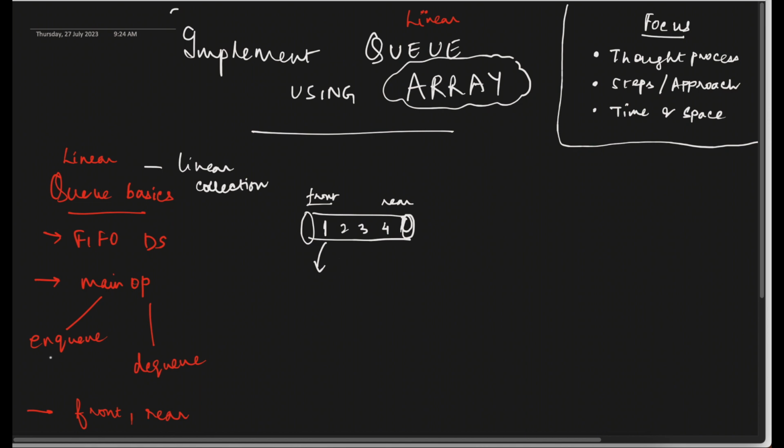The main operations are enqueue and dequeue. In case of a stack, the equivalent is push, pop. There's one more operation which is peek, which is just to see the element which is the next ready element to be popped or removed from the queue data structure.